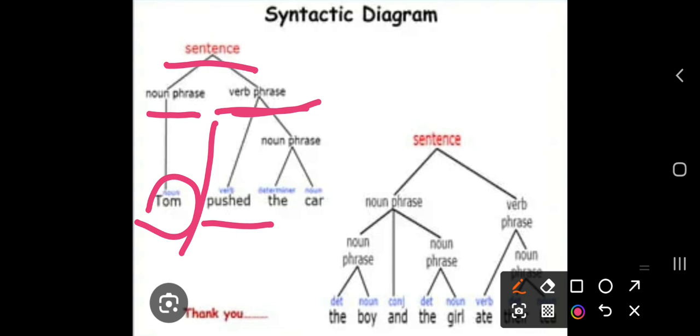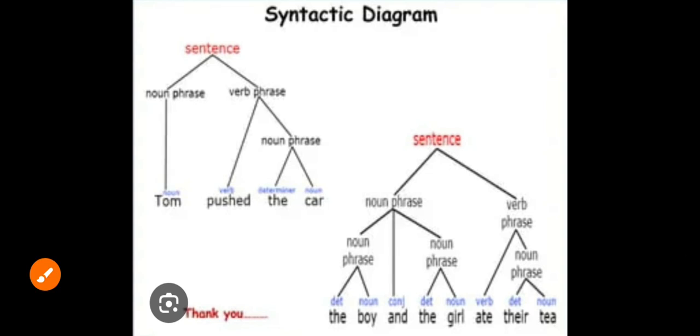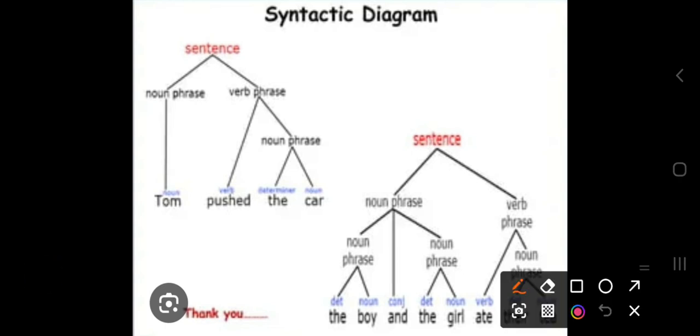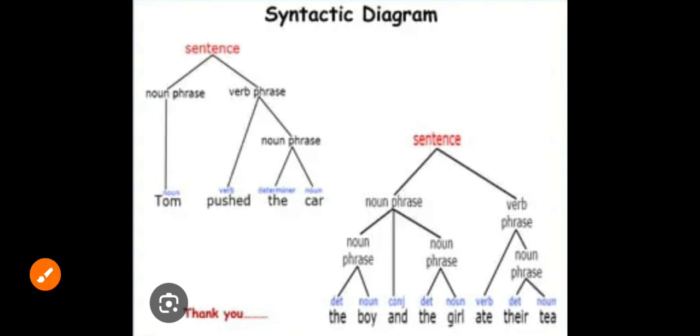So what is remaining here? The noun phrase, the car. The noun phrase, the car, is divided into determiner the and car. So it's a very simple example. I think you must have got it, because these kinds of examples have been discussed in class and you are familiar with them.